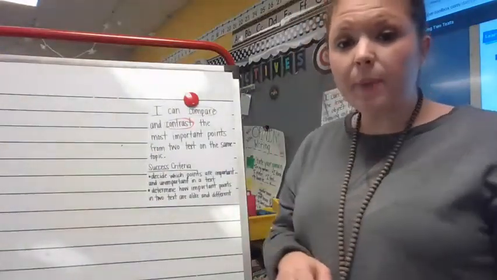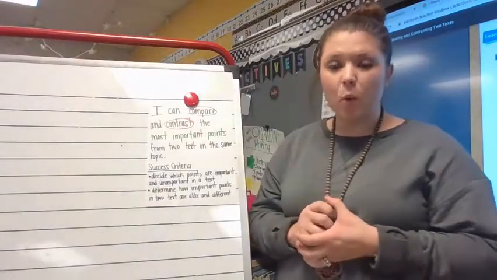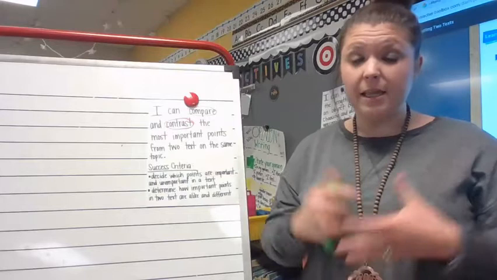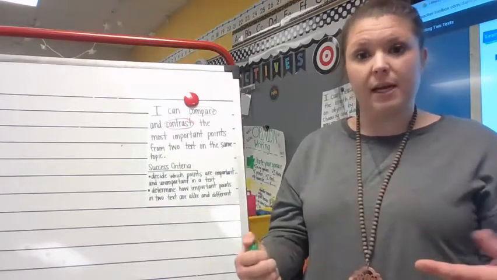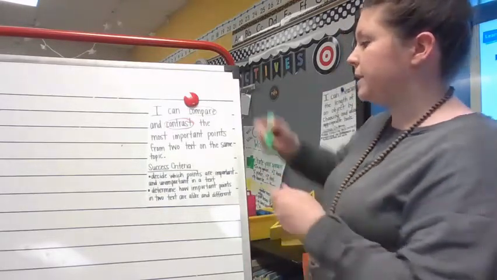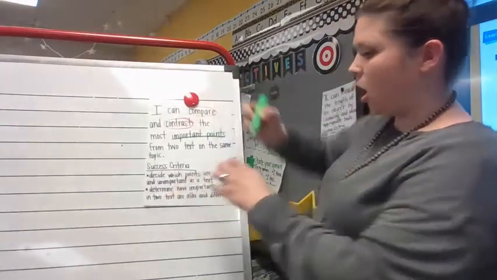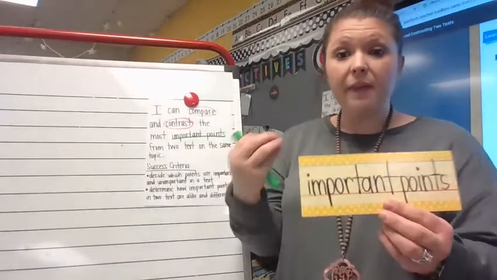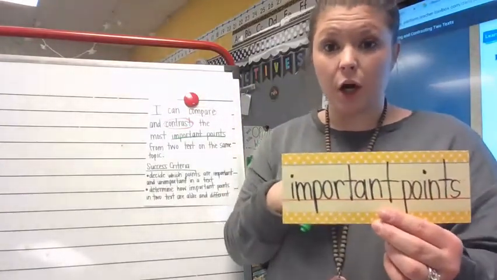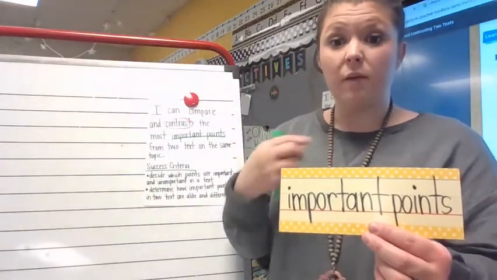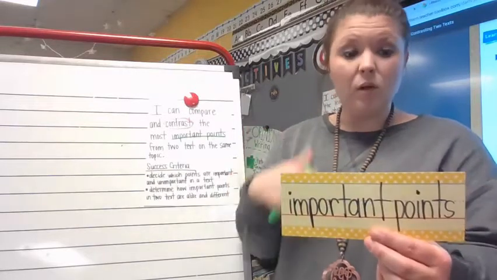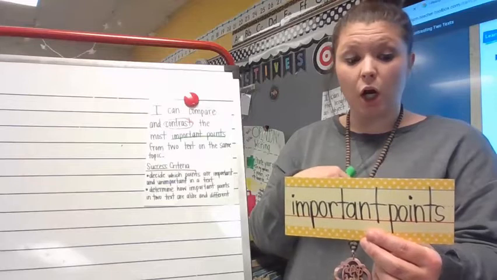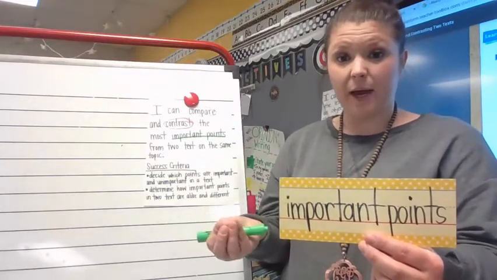Now, we have learned about points. We talked about key points last week. Remember, key points are those important ideas that the author wants the reader to understand. Important points and key points are pretty much the same thing. We're talking about the things that the author wants us to learn. So important points are facts, examples, or details that the author wants us to learn about the text, okay?